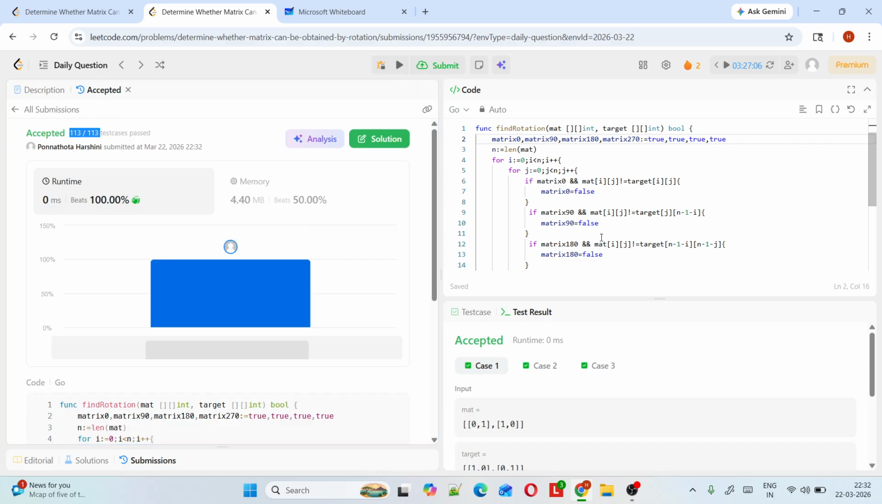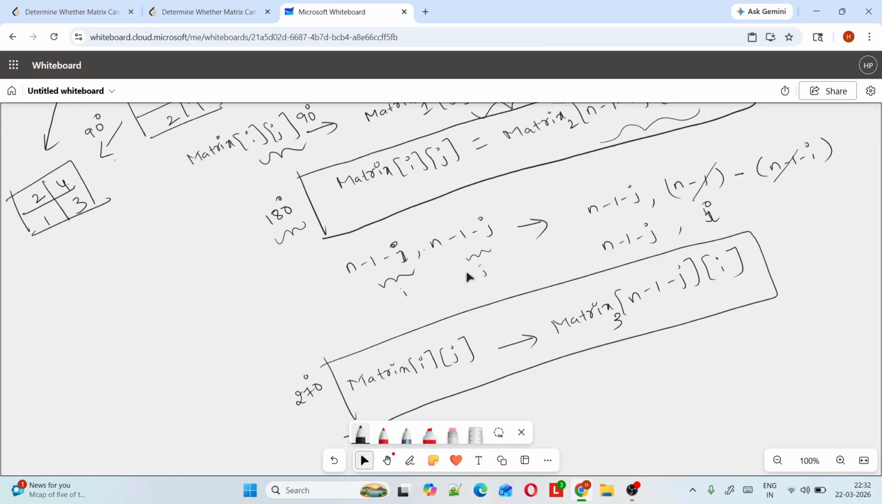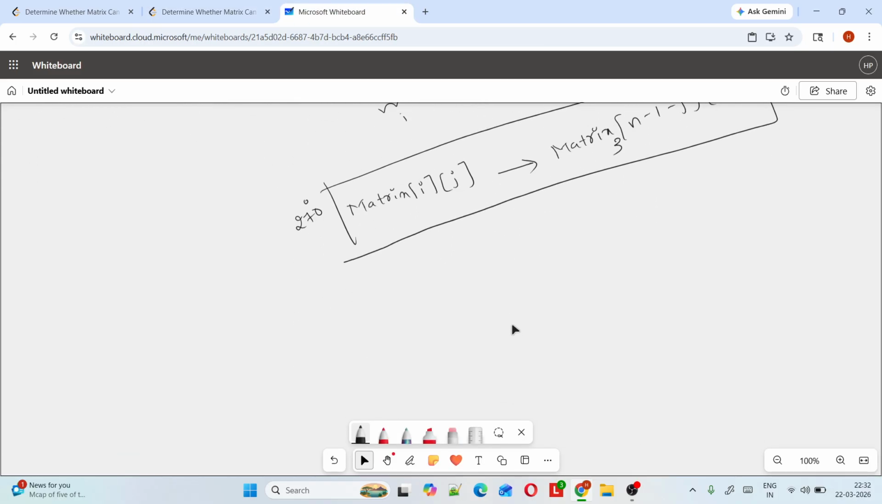If you think about time complexity, for every row we are iterating through n elements. So for n rows, n elements, that will be O of n square. For space complexity, we are taking 4 pointers. Since these are constant, that will be O of 1. So time complexity is O of n square, space complexity is O of 1.